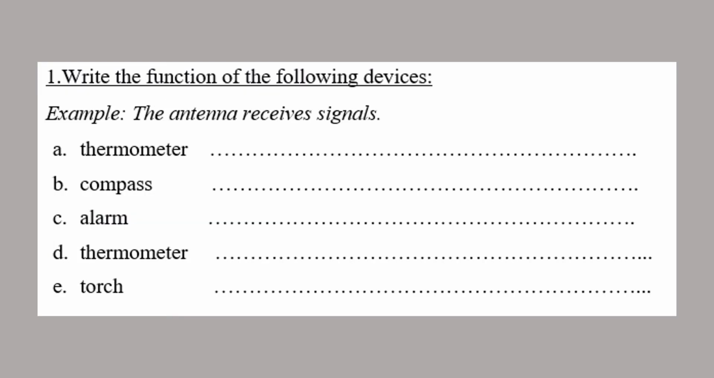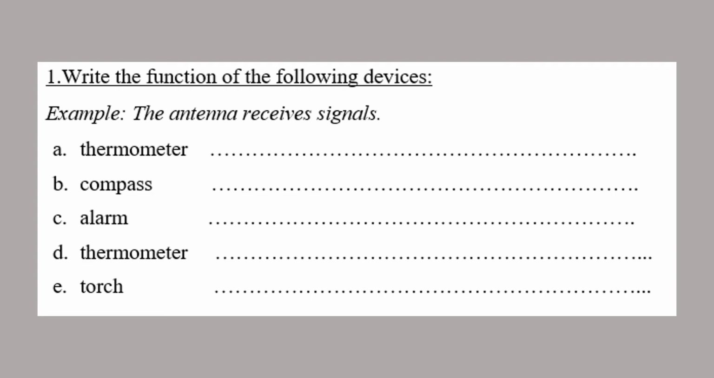Okay, now let's continue. We're talking about the functions of some tools or instruments, but in this question we don't have choices. It's not choose the correct answer, it's write. So number 1, write the function of the following devices, and we have an example. For example, the antenna receives signals.